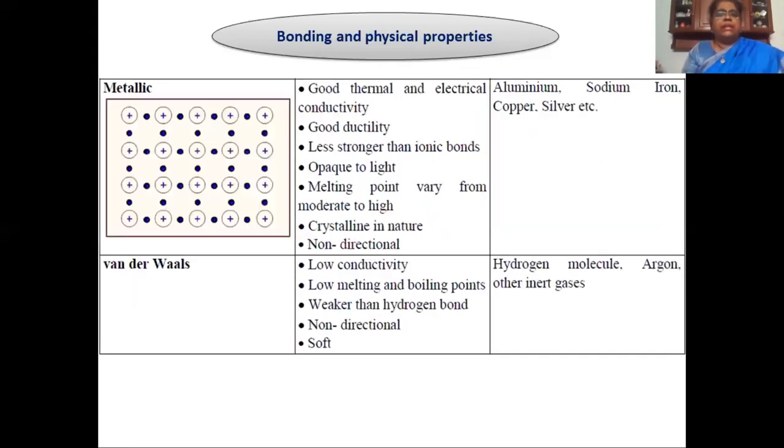Similarly with the metallic bonded case, good thermal and electrical conductivity, good ductility, less strong than ionic bonds, opaque to light, melting point varies from moderate to high. They are by and large crystalline in nature. And van der Waals solid, that's a very weak bonding. So it has low conductivity, low melting and boiling points, weaker than hydrogen bond, and it is non-directional in nature and generally it is soft.